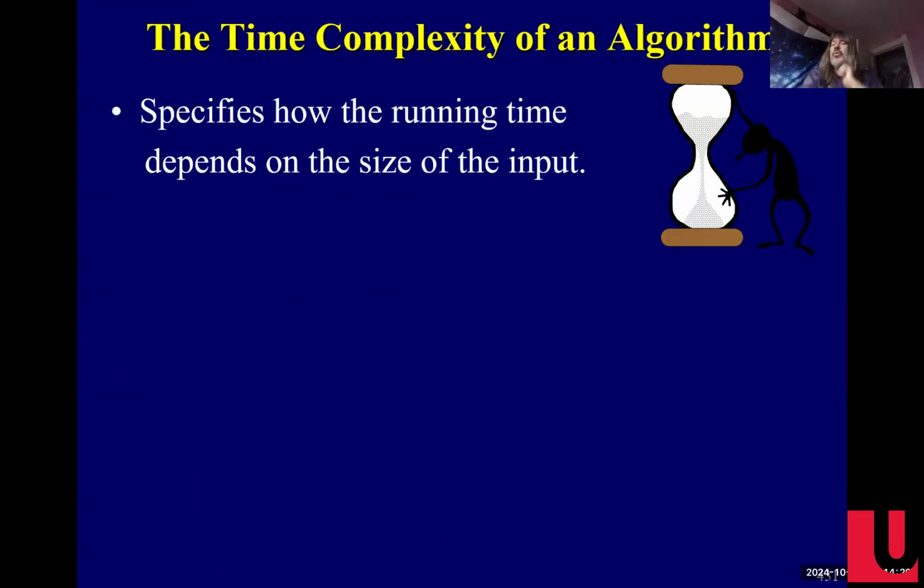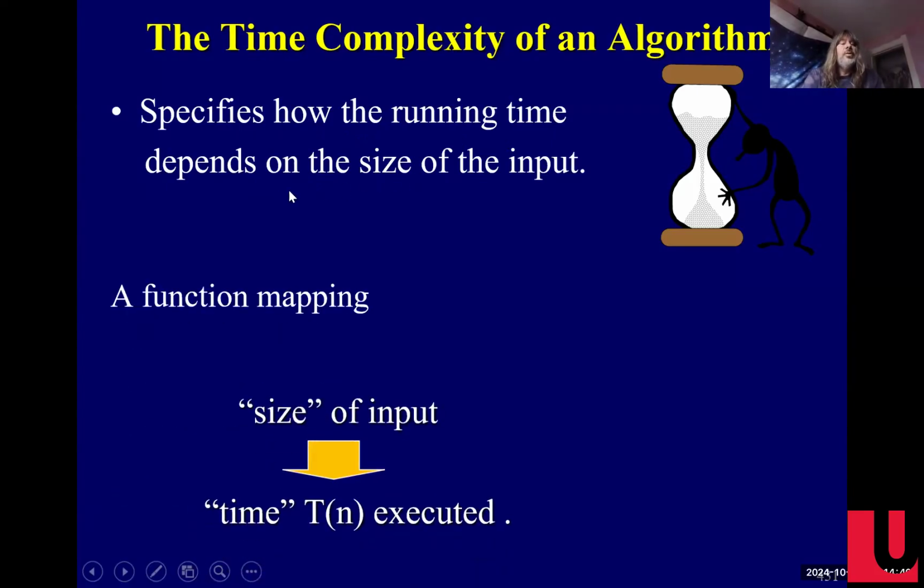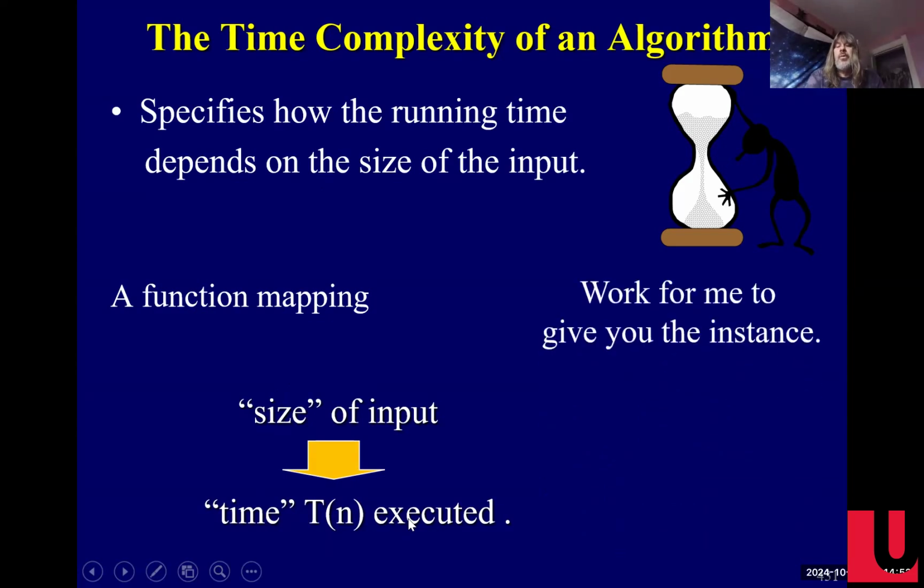All right. So time complexity tells you the running time, how it depends on the size of the input. So it's a function, here's a function, T of n. It takes the size of the input n and maps it to the time executed, right?